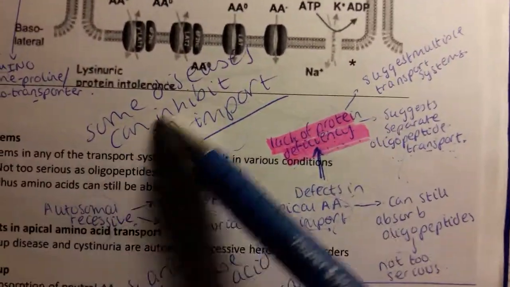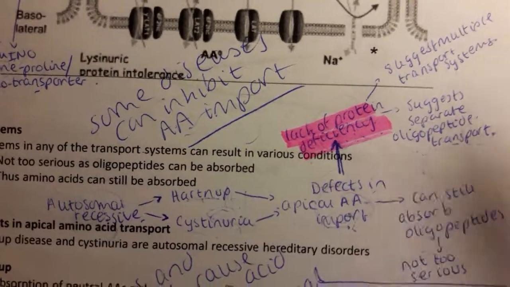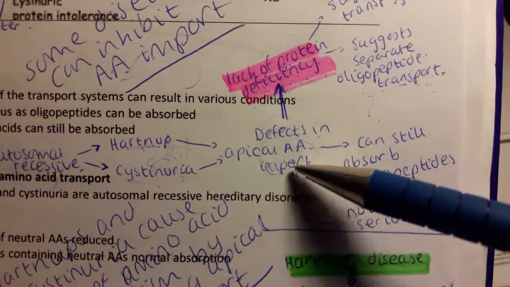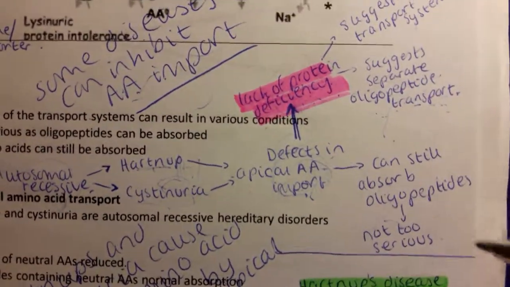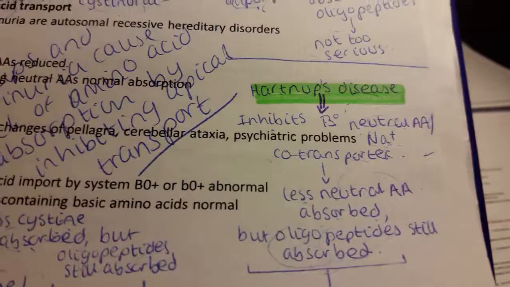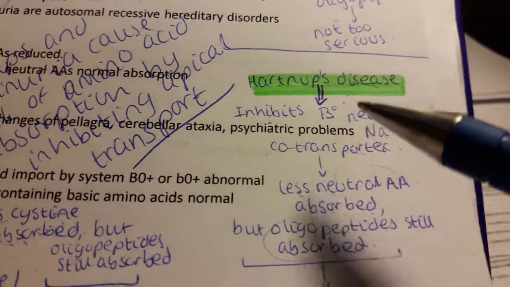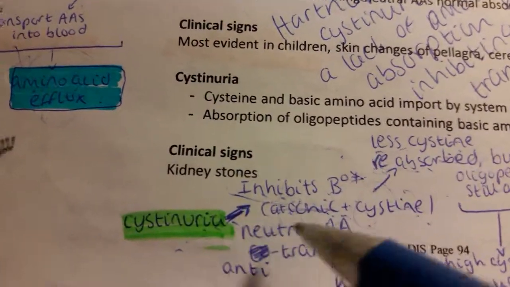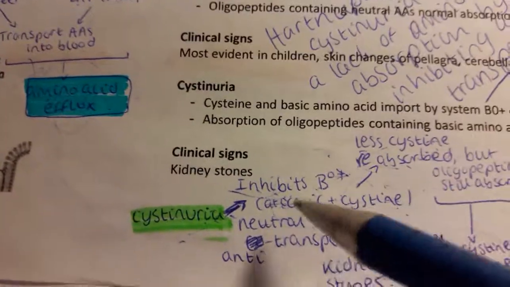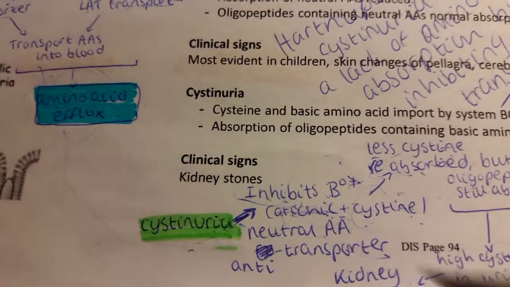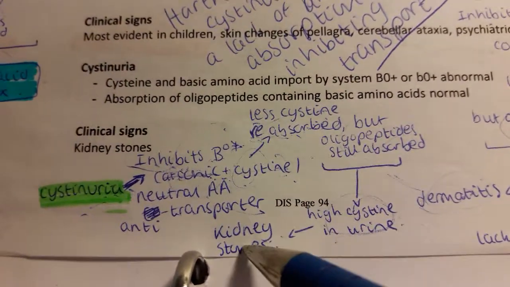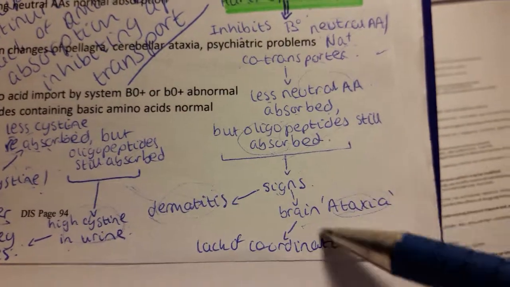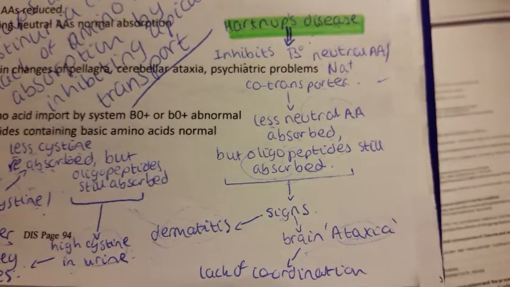What can go wrong? Well, some diseases can inhibit the amino acid import into the enterocyte, such as Hartnup's disease and cystinuria. They result in a defect in the import, but there's no protein deficiency because you can still absorb oligopeptides. As shown here, Hartnup's disease inhibits the B0 neutral amino acid cotransporter, whereas cystinuria inhibits the B0,+ cationic transporter. What does cystinuria result in? Well, it results in cysteine in the urine, giving you kidney stones. Hartnup's, however, results in dermatitis and lack of coordination, brain ataxia, because you're not absorbing those neutral amino acids.